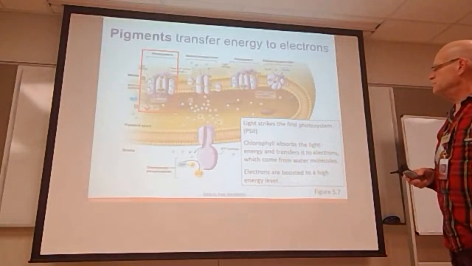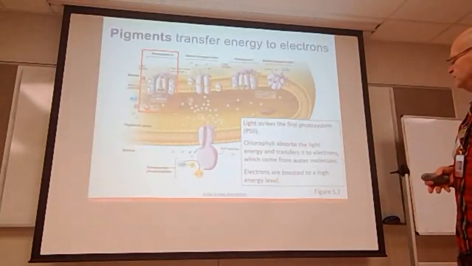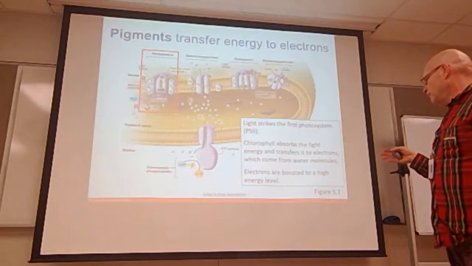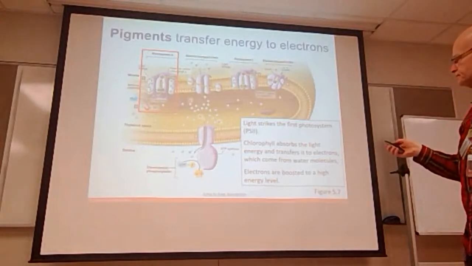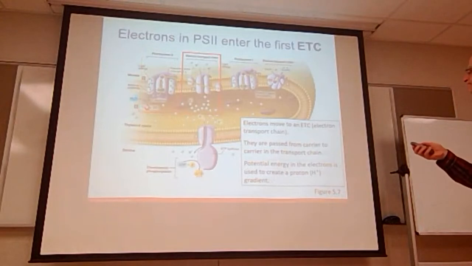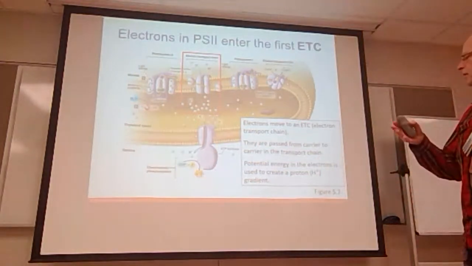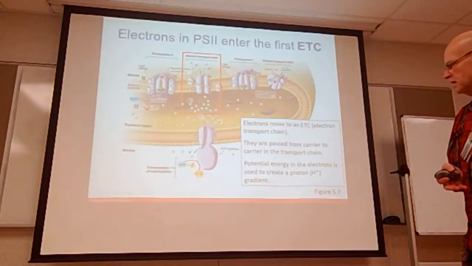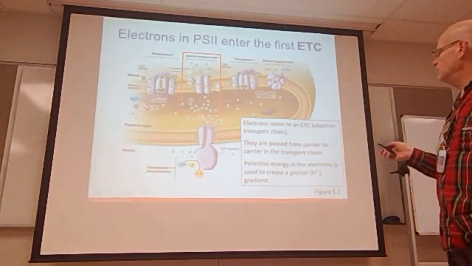But light strikes the first photosystem. Chlorophyll absorbs the light. Energy is transferred to its electrons, which come from water molecules. The electrons are boosted to a high energy. Then the electrons move to the electron transport chain, where they're passed from carrier to carrier. Potential energy in the electrons is used to create that hydrogen gradient that I showed you a moment ago.